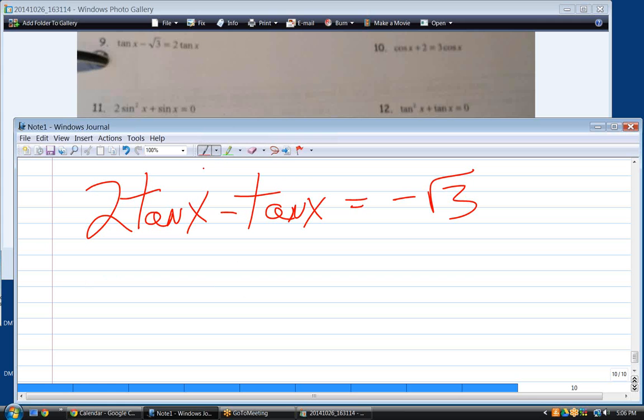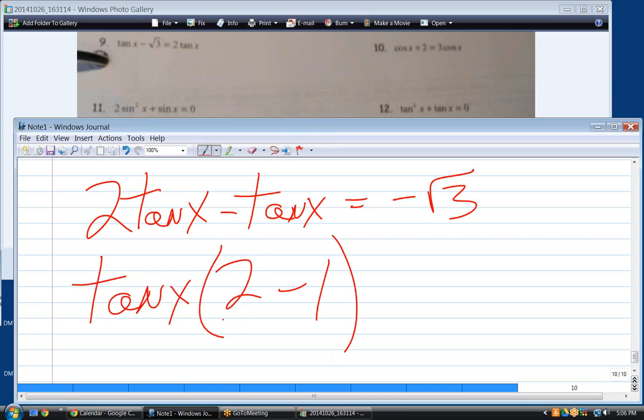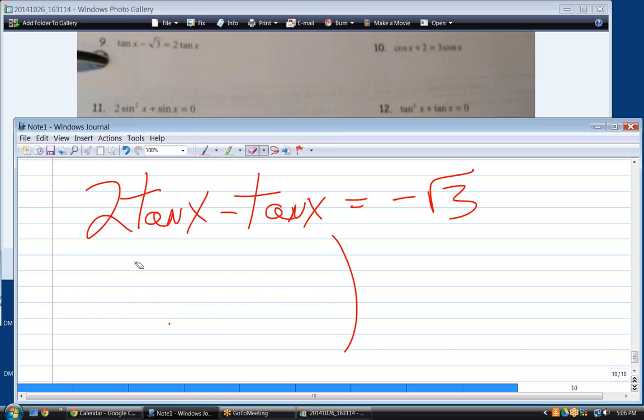What's 2 tan minus 1 tan? Tangent. And we do get the same thing if we factor it out, by the way. We get tangent x times 2 minus 1. When you factor stuff out, always do a last-minute check to make sure that when you redistribute this, you get what you started with. 2 minus 1 is 1, so we get tan x. But we didn't need to do any factoring there. We got 2 tans minus 1 tan leaves 1 tan. So tan x equals minus root 3.